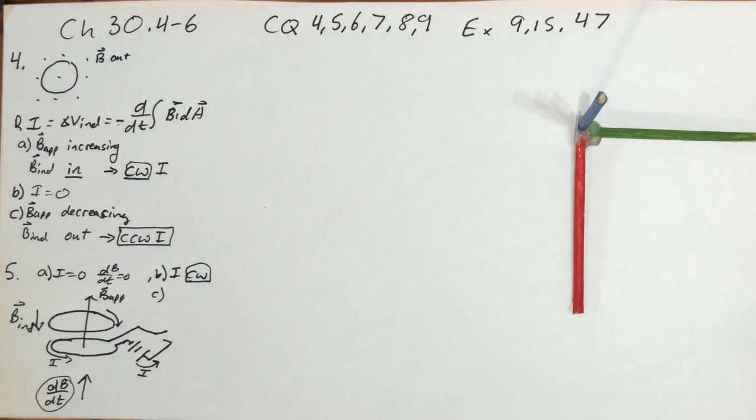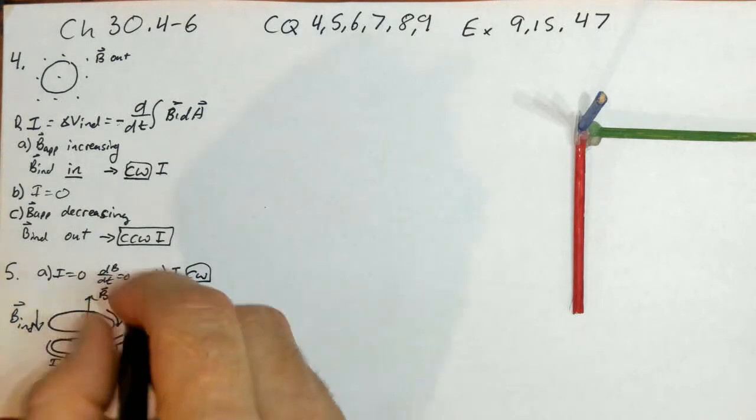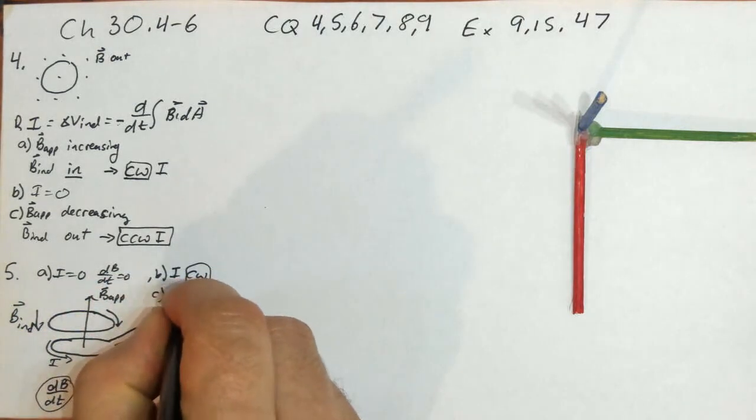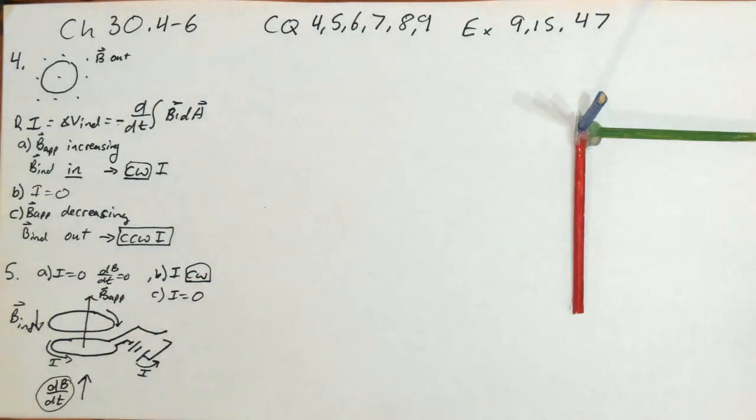All right. Now C is the switch has been closed for a long time. Well, if the switch is closed for a long time, current's flowing, but is it changing? No, it's not changing. And if it's not changing, that means there's no induced flux, no induced current, because there's no induced electric field to drive that current. Okay, so we have I equals 0 if the switch has been closed for a long time.